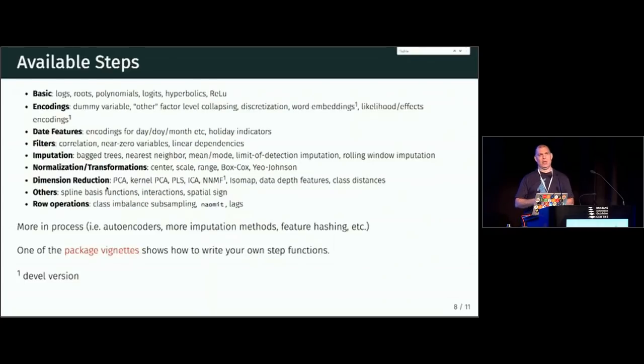So here's the laundry list. I'm going to start splitting this off into different packages because it's becoming a little bit unmanageable. But there's a lot of basic things you would want to do, like logs and square roots and that sort of thing. There's a lot about encoding. So I have a lot of data sets where you have a factor predictor that has thousands of values. And some of those values might only be measured once or twice in the data set.